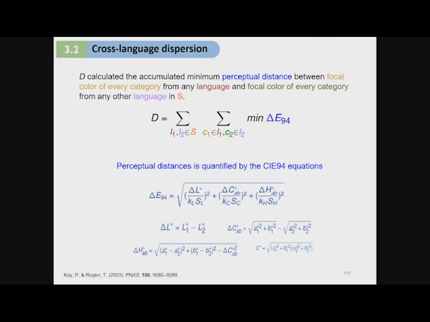And then to further analyze the emergence of language, we follow some of the measures proposed by Paul Kay and colleagues. It's the so-called cross-language dispersion. This is actually the accumulated minimum distance across categories from different languages. Some simple equations, but here, instead of Euclidean distance, we use the CIE 94 equations to measure the perceptual distance, which is arguably more realistic.